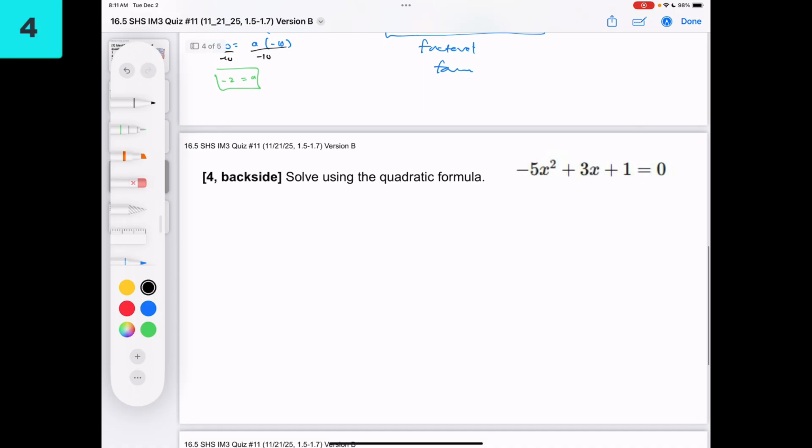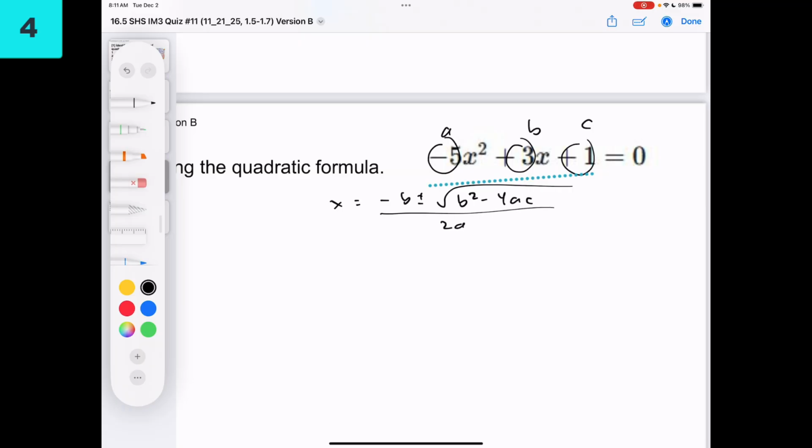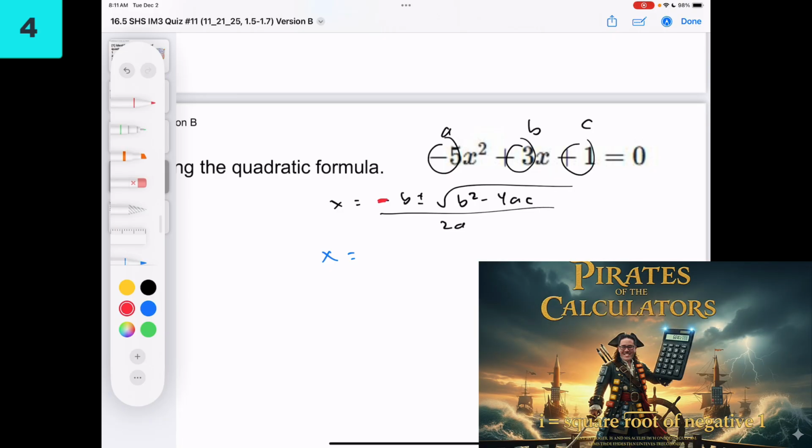Number 4, let's use the quadratic formula. A, B, C. Write down the quadratic formula. Negative B plus or minus the square root of B squared minus 4AC over 2A. And then we're just going to plug in our numbers. Remember, this has a minus sign.